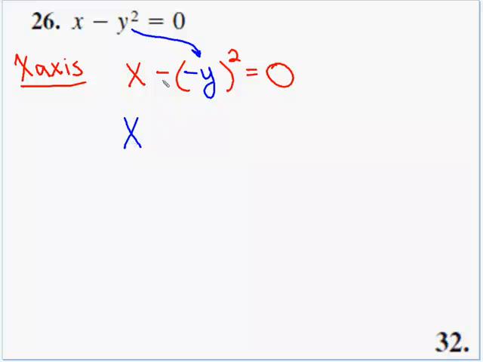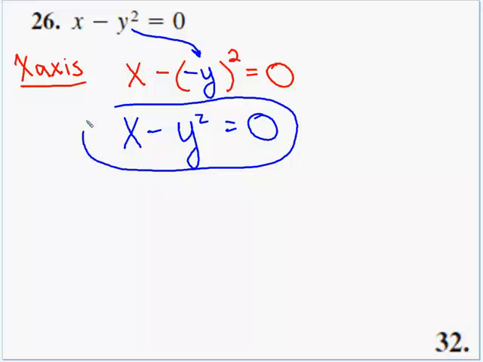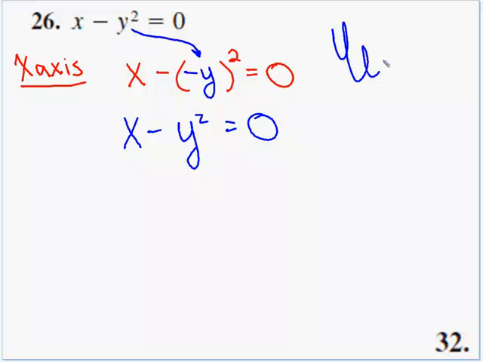So order of operations, do I distribute the negative to the negative and go positive? No, we want to work in the parentheses and especially with exponents. So that's going to be x minus negative y times itself is positive y squared. And you can see immediately that this is exactly the same as our original function. So we have found x-axis symmetry. Yes, big exclamation point, I'm so happy.